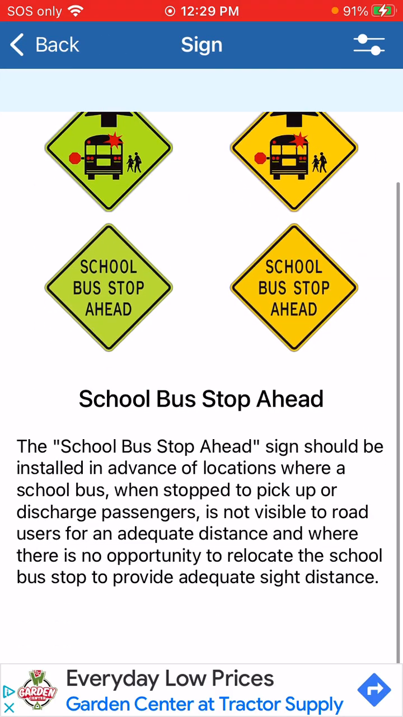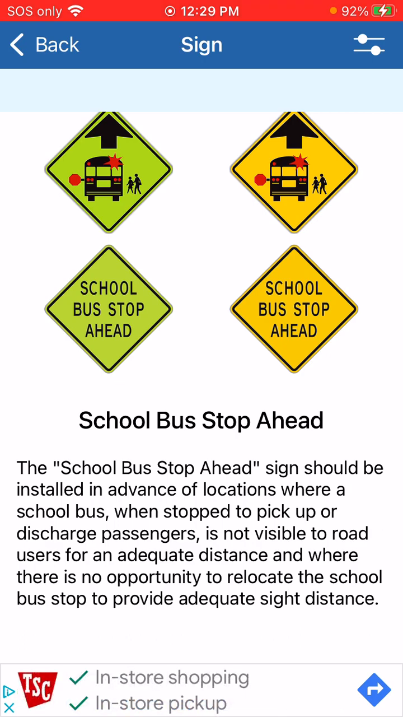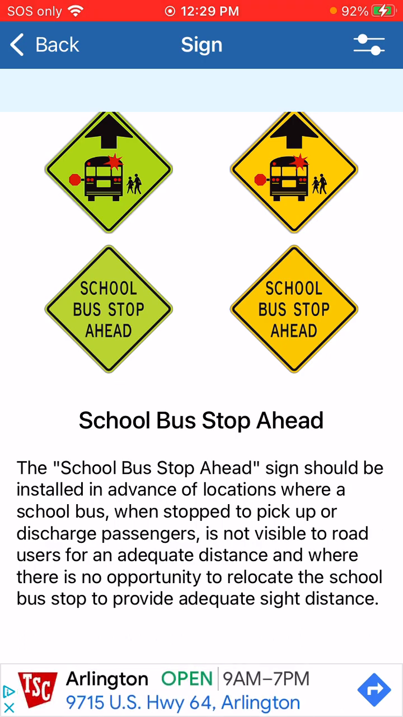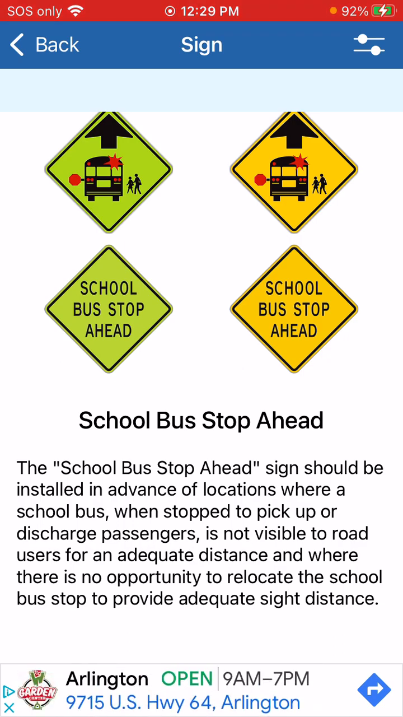School bus stop ahead. The school bus stop ahead sign should be installed in advance of locations where a school bus, when stopped to pick up or discharge passengers, is not visible to road users for a great distance and where there is no opportunity to relocate the school bus stop to provide a greater sight distance.